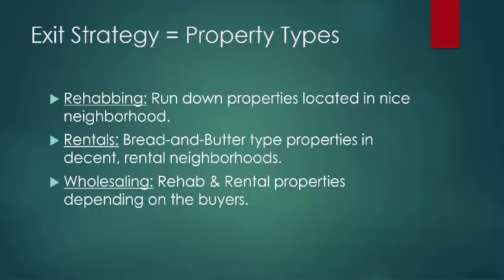Another type of property are rentals. These are bread and butter type properties, 3-bedroom, 1-bathroom houses. They're the types of properties that are in decent neighborhoods, and they're typically rental neighborhoods. They might be higher end or lower end, but these are the types of properties that the most amount of people are searching for. All right, so we're going to be able to get the highest return on that, the highest number of people looking for that rental. So that's a different market than this rehab area, right? We're going to be attracting two different end users.